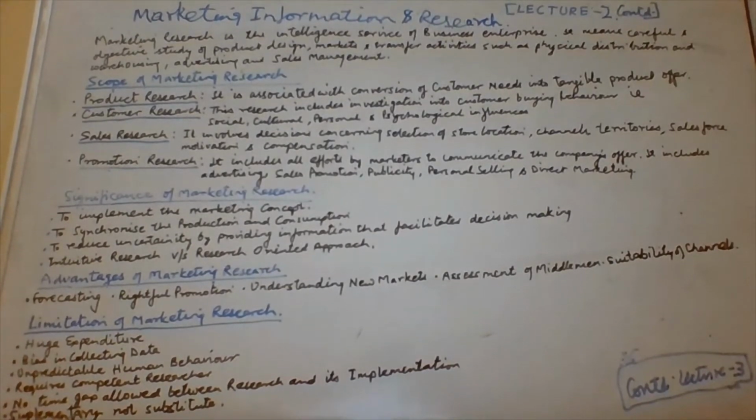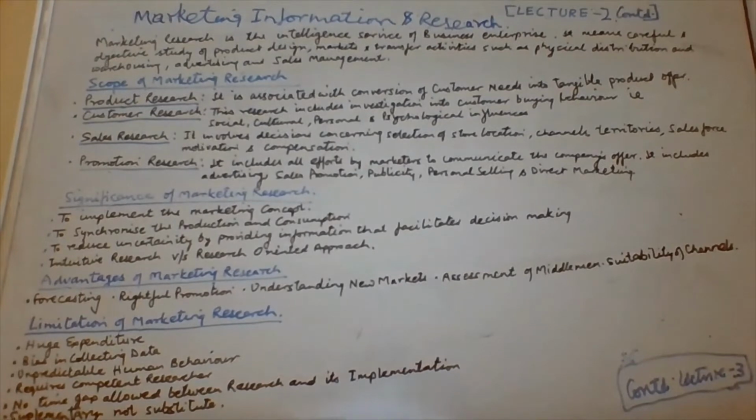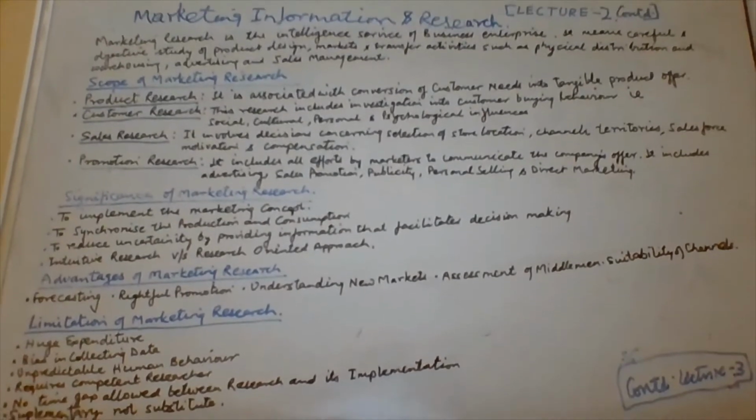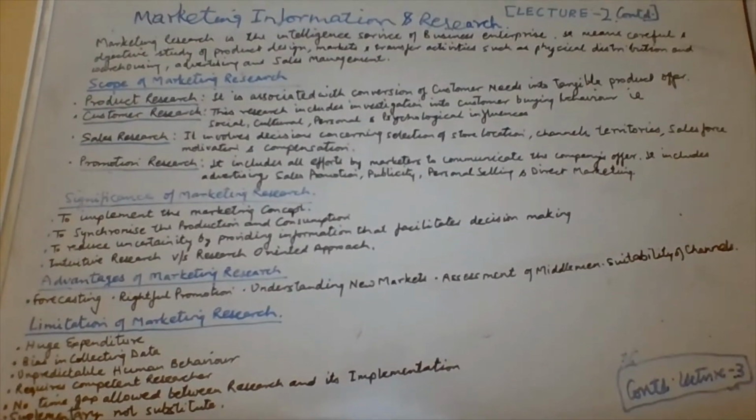Then again, another research is related to the sales, the sales research. It involves decisions concerning selection of the store location, channel, that is channel members, the wholesalers and the retailers, territories, as to which territory to cater. For example, territories may be in terms of the north, south, east, west, central, and within the north, whether it be, for example, Uttar Pradesh or Haryana, or for example, Punjab, etc.